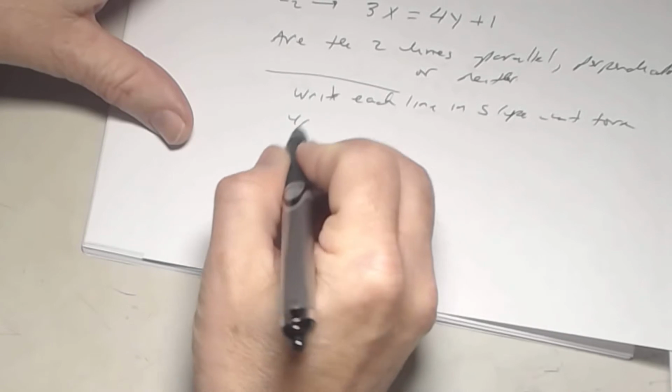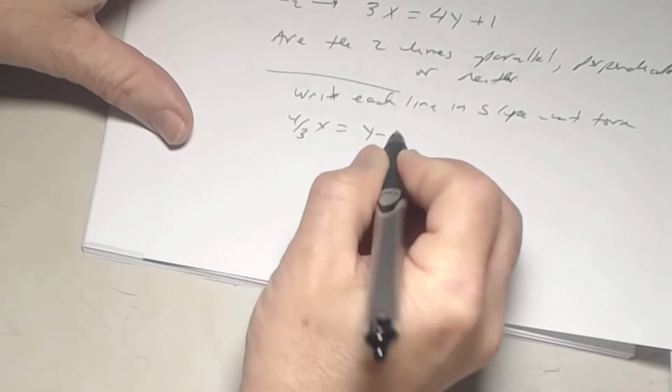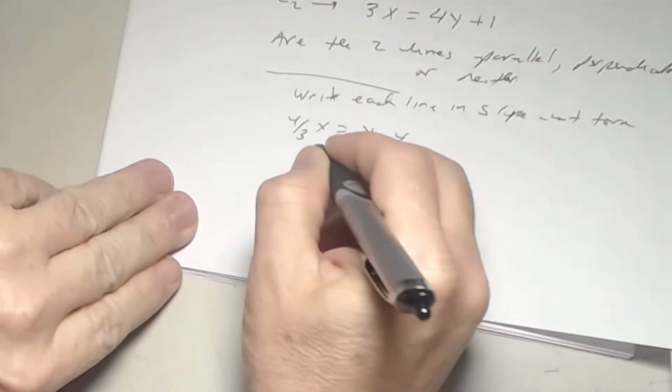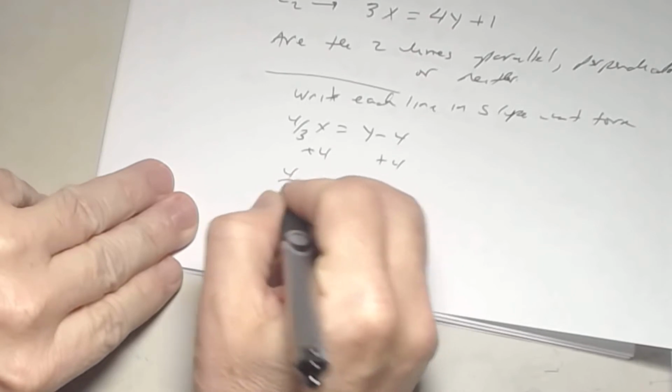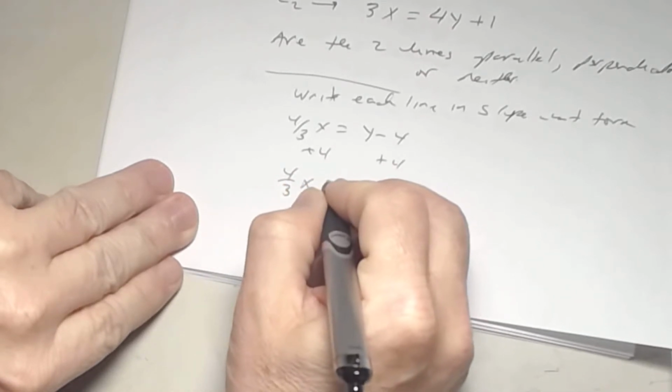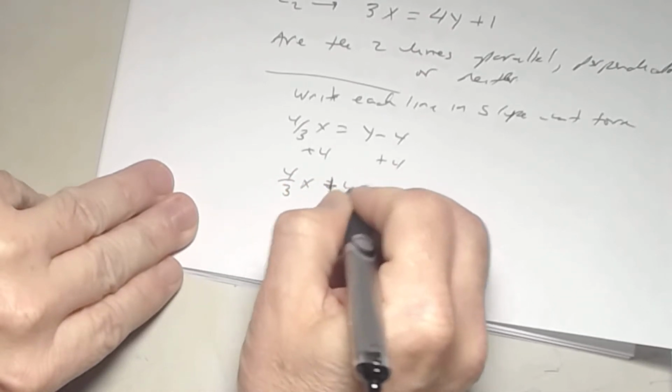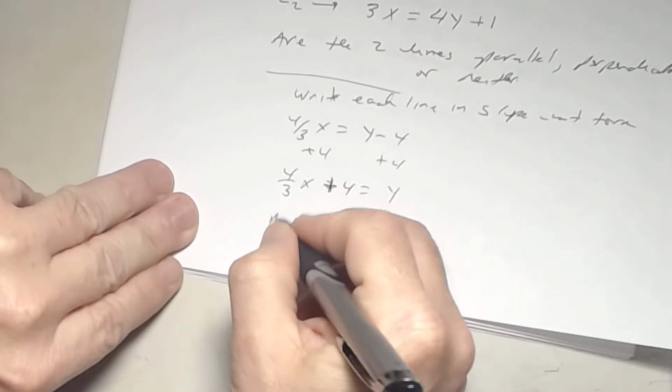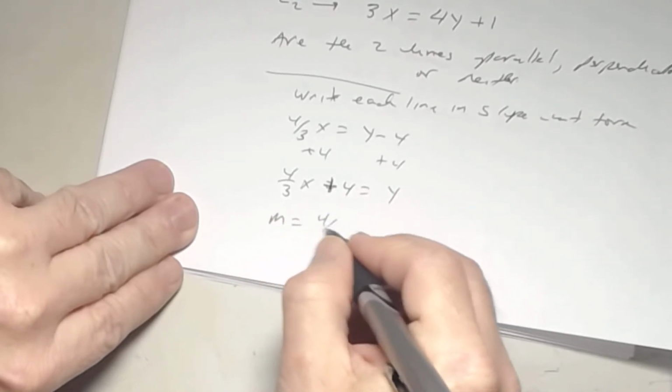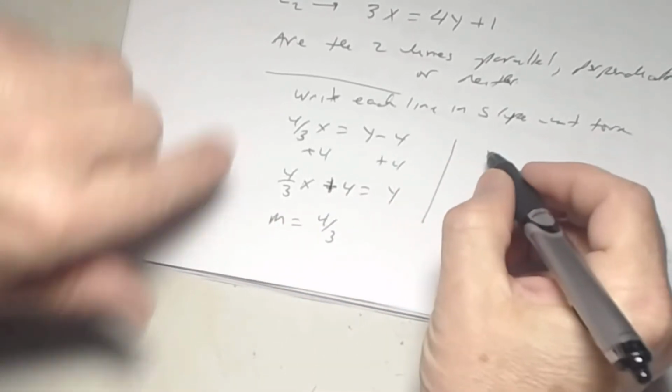All right, so here's my first one. That one's easy because that's just y. The coefficient of y here is 1. But to get y by itself, what do I have to do to both sides? Add 4. So I get 4/3 x plus 4 equals y. So what's the slope? 4/3. Good. All right, next one.